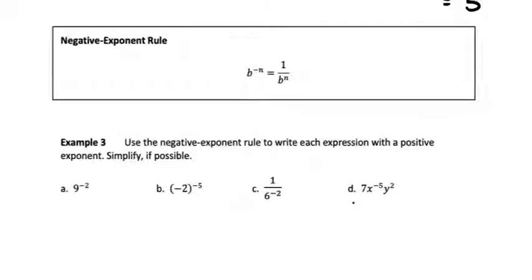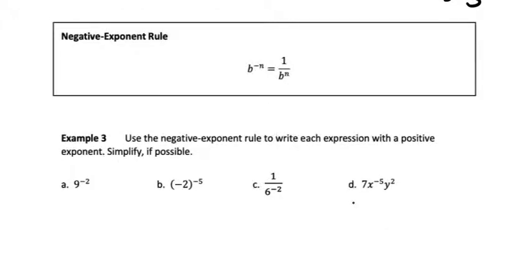Our next rule is called the negative exponent rule. The negative exponent rule says that if we have a negative exponent, we can rewrite that as a fraction, put the base with the exponent in the denominator of the fraction, and then the negative sign goes away. So notice we have negative n here, 1 over b to the positive n here.